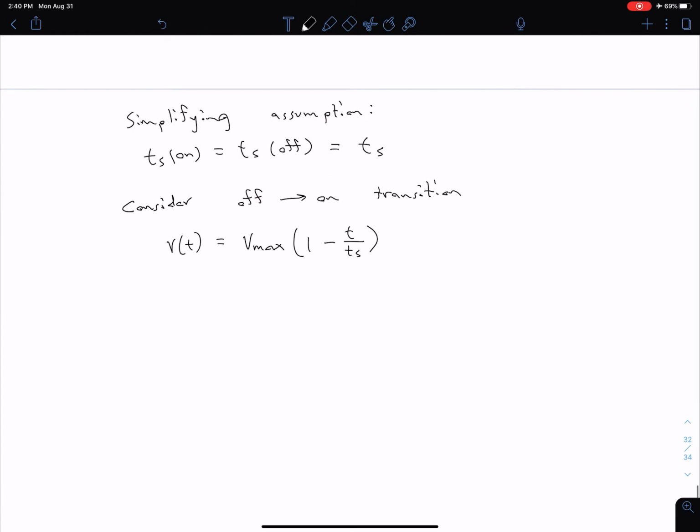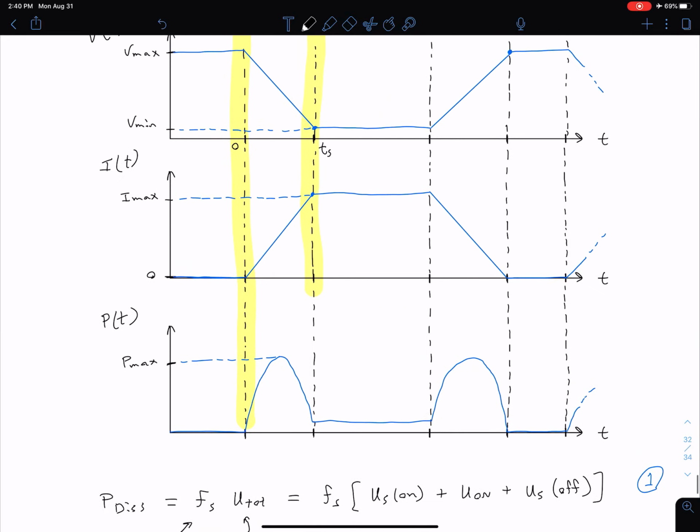Okay, so now our current is going to be similar. We can say our I of t is equal to I max times t over Ts. In this case, we see that the current is going to be 0 when t is 0, and the current is going to be I max when t equals Ts. Coming back up here to our waveform, for our current, we can see that is exactly what is happening between our two highlighted bars there.